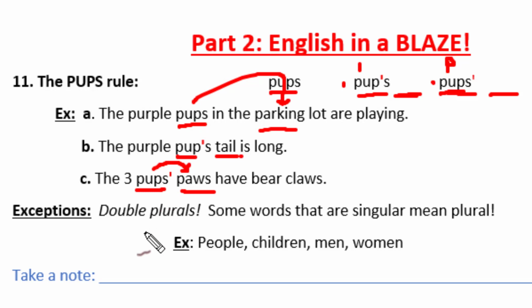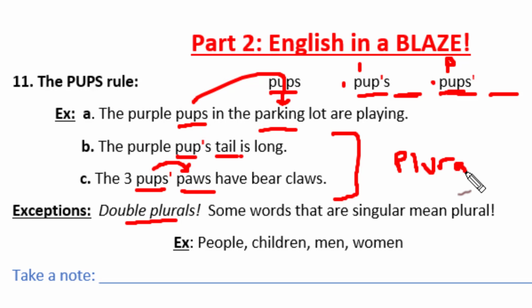Now, kids, this is something here I want to talk about real quick. It's something called a double plural, all right? So from this example up here, you saw that when we want to make something plural, what we do is we simply just put an S on the outside, right? We have P-U-P, pup, that's singular. How do we make it plural? We throw an S on the outside, right? Pups. Now, sometimes we're going to have a singular word that actually means plural, and these are just some exceptions.